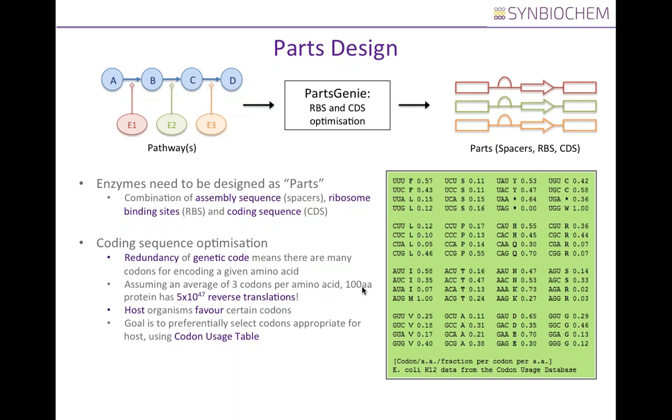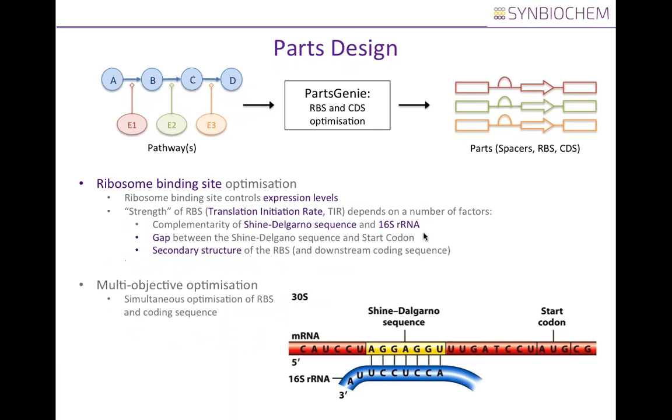But we know the particular host, so we're wanting to express this perhaps in E. coli. We know that E. coli, for example, favors some codons over others. So what we attempt to do, when we're optimizing our enzyme sequence, is to preferentially select codons that are preferentially used in that particular host. We can see there's quite a spread of this, and this differs from organism to organism. So part of the goal is to ensure that we're using codons that the host is happy with.